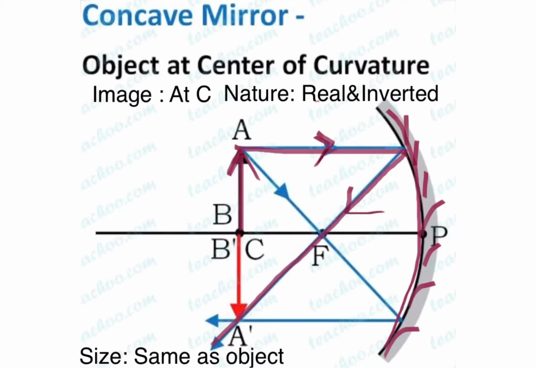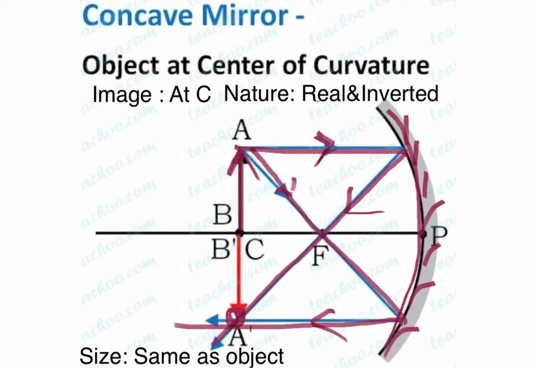Now we will consider the second ray from point A of the object, which is passing through focus F. And we know, according to the second rule, that when a ray is incident on the mirror after passing through F, it becomes parallel to the principal axis after reflection. So this is your incident ray and this is the reflected ray, and you can see that both rays are meeting at point A dash. So A dash is the image of point A of the object.